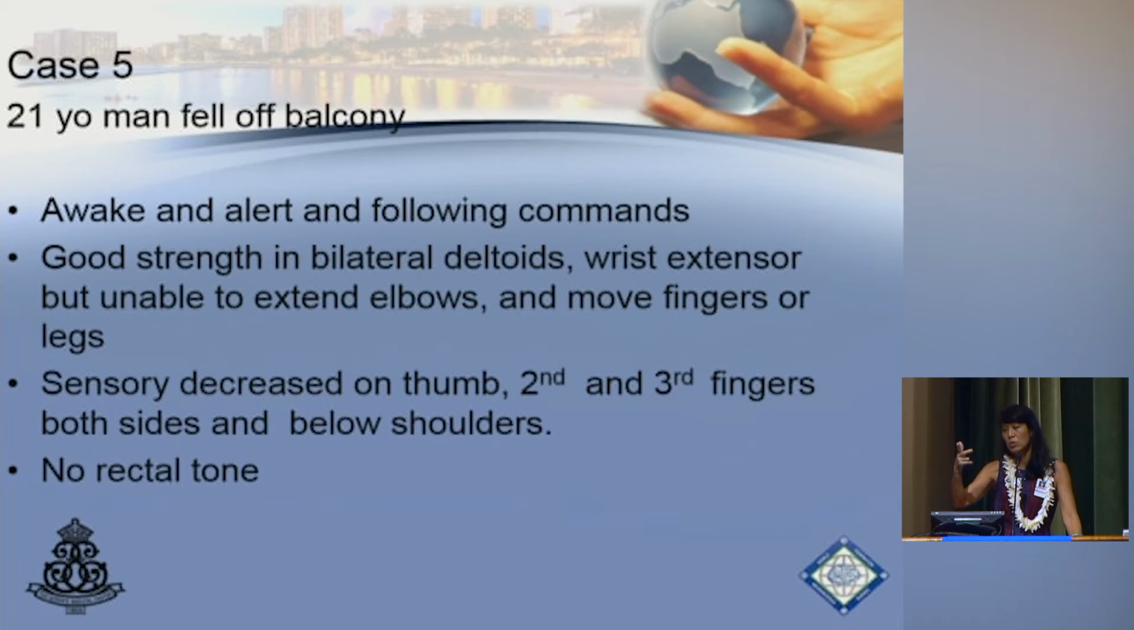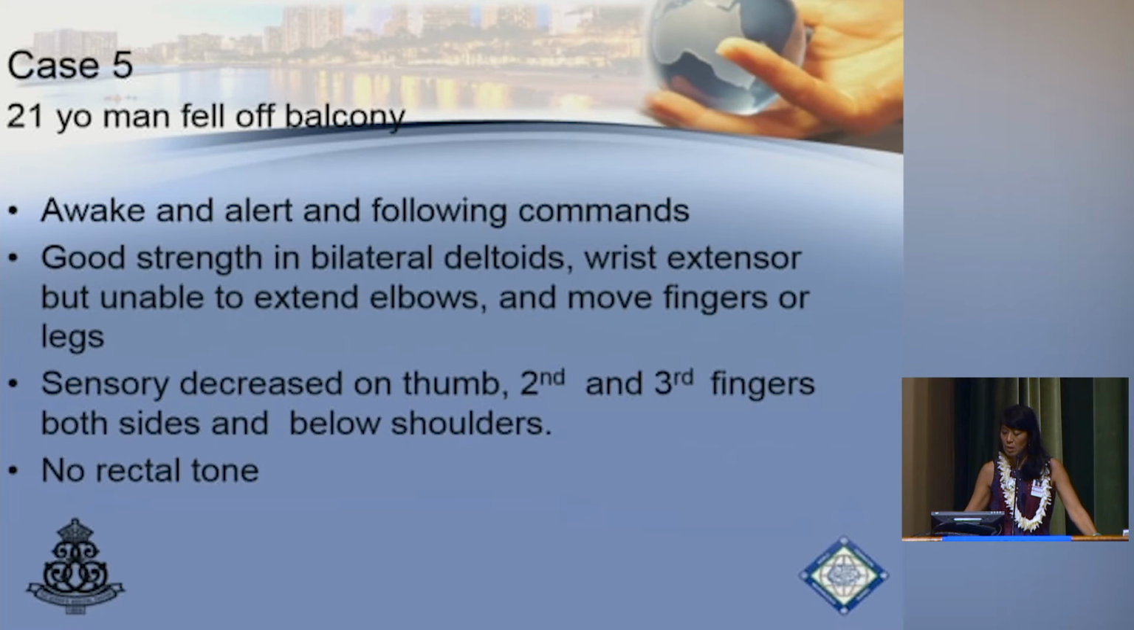So his sensory's decreased below C2. So going back to motor then, we could probably localize that to the fact that the last good motor area is C6, okay, so wrist extensor. And then the sensory's decreased on the thumb, on the second and third fingers on both sides and below both shoulders.